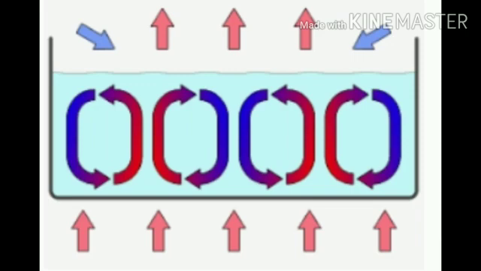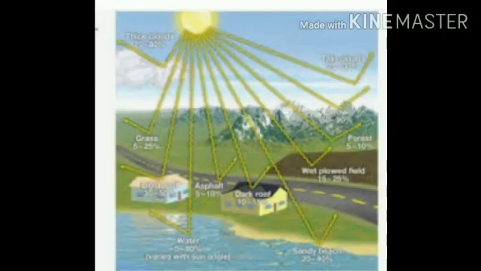Now here is the example of radiation. Radiation is the process by which a body emits radiant energy. During the day, the amount of heat received from the sun by insolation exceeds the amount lost by radiation.